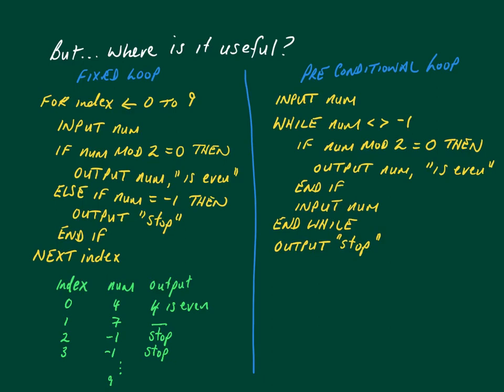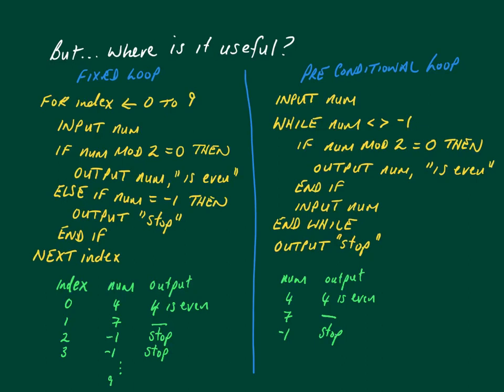With the preconditional loop, we've used the same numbers. Inputting number 4 initially will output 4 is even. And then it'll ask us for another number. We type in the number 7. 7 is not -1, but it's not even, so there's no output. It asks us for a third number. We put in -1, the loop ends, and then we output the word stop.